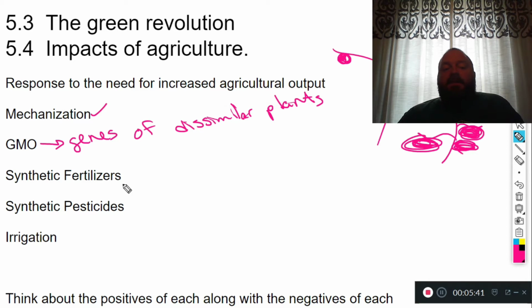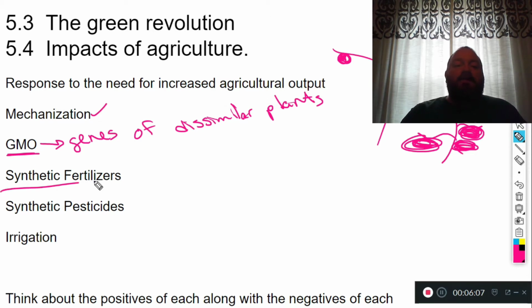The other thing they did, they started using synthetic fertilizers, synthetic pesticides. And that tied back into the GMO thing, because we use synthetic pesticides to kill off all the pests, so we didn't lose as many crops. But we wanted to find a way that we could spray the field with pesticide without killing the crops while still killing the pests. They did that by inserting genetic resistance to the pesticide.